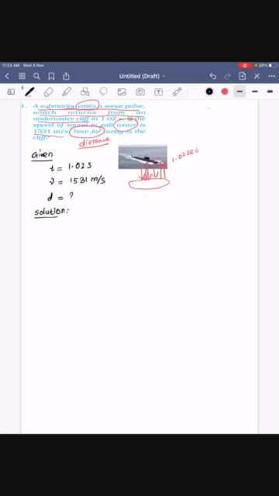Okay, so first one, solution I'll write here. Speed is equal to distance divided by time. Okay, speed equal to distance divided by time. Okay, so distance first: what is the total distance actually here, students?